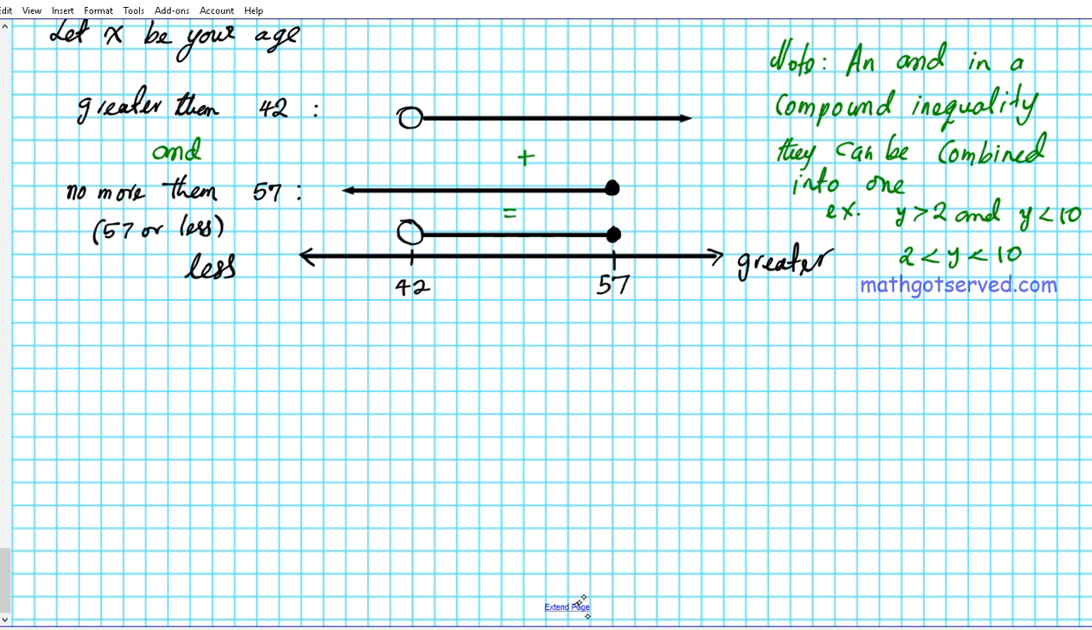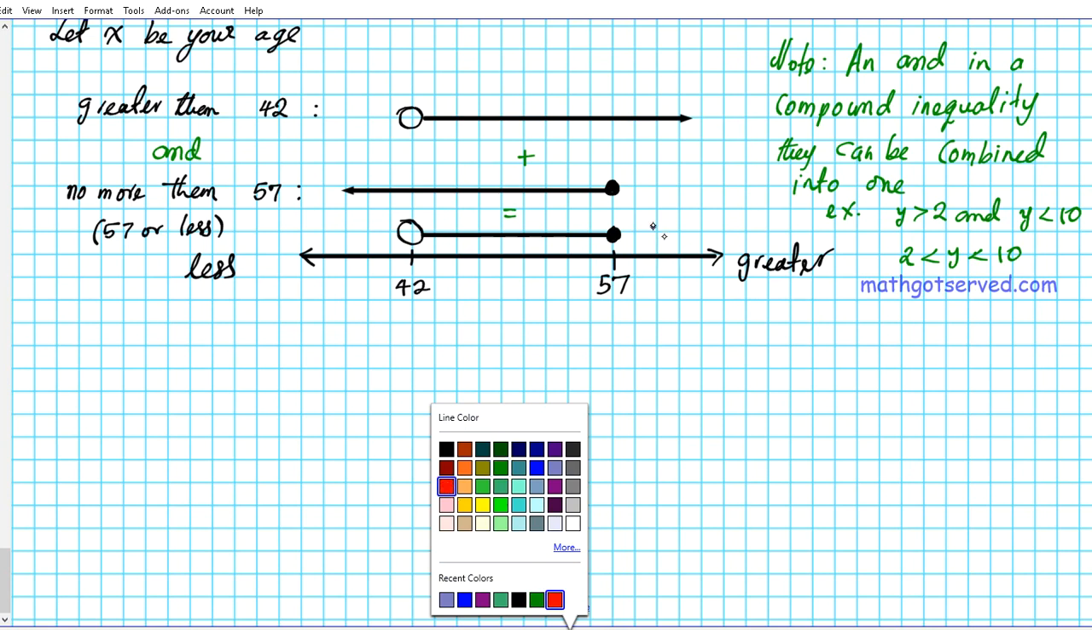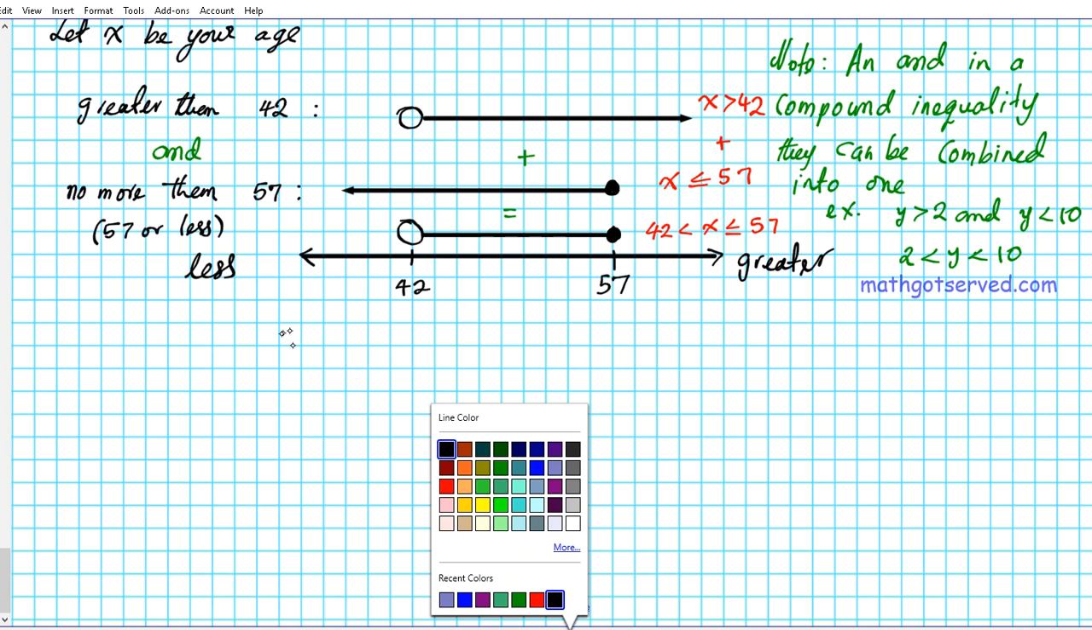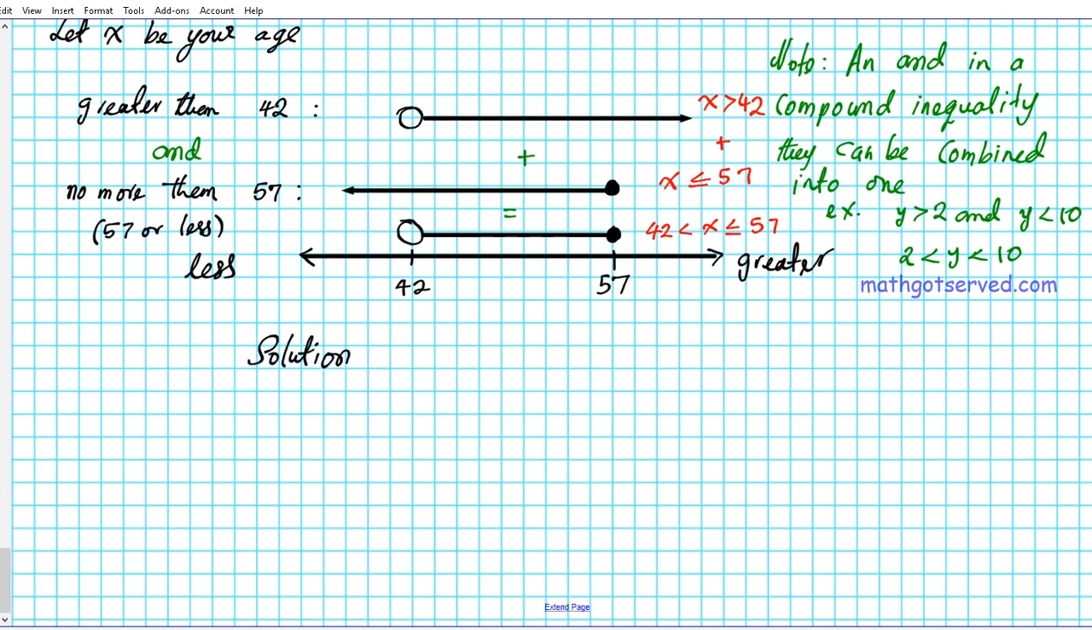So how do we write this inequality? This inequality is 42 less than x, and x is less than or equal to 57. The top one is x is greater than 42. This one right here is x is less than or equal to 57. Now when you combine these two together, x is greater than 42 and x is less than or equal to 57, you end up with 42 is less than x and x is less than or equal to 57. So that is our final answer. The solution is the combined inequality statement: 42 is less than x and x is less than or equal to 57.